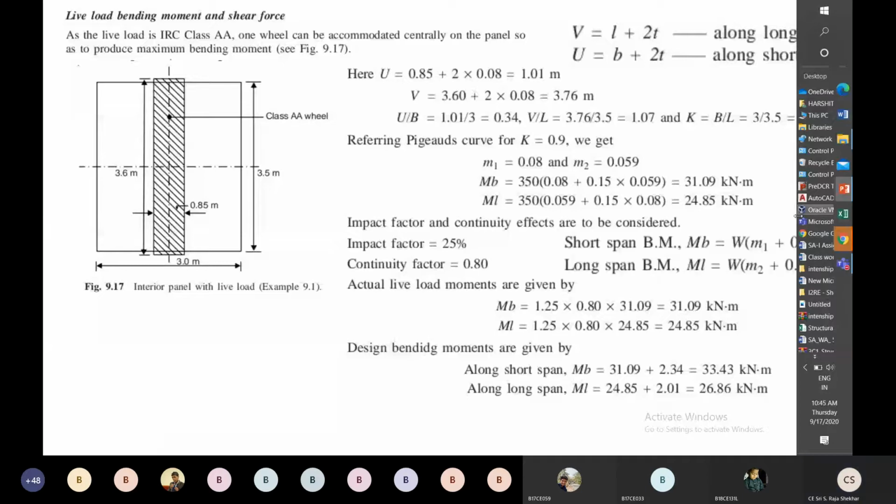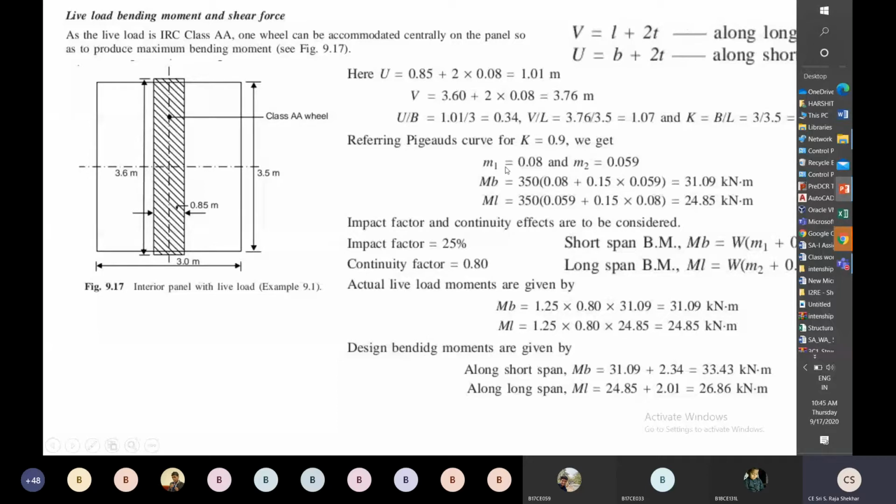For the bending moment about the shorter span, we have a formula: M_B is equal to capital W, the total load acting on the panel, into m1 plus 0.15 m2. So we need to calculate these moment coefficients m1 and m2. For the calculation of moment coefficients, we require u by b value, v by l value and k value. For the calculation of v value we will use this formula, and for the calculation of u value we will use this formula. t is the thickness of the wearing coat.